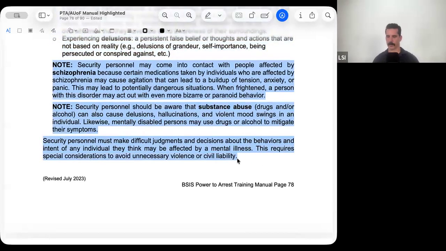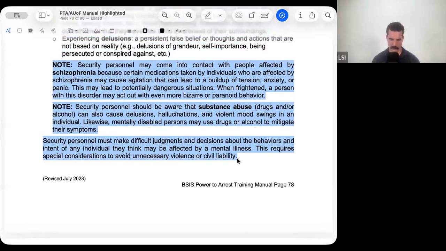Note, security personnel may come into contact with people affected by schizophrenia because certain medications taken by individuals who are affected by schizophrenia may cause agitation that can lead to a buildup of tension, anxiety, or panic. This may lead to potentially dangerous situations. When frightened, a person with this disorder may act out with even more bizarre or paranoid behavior.